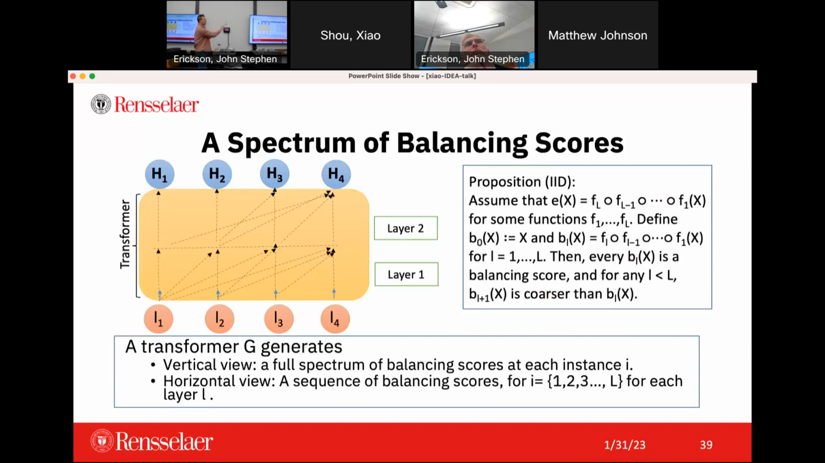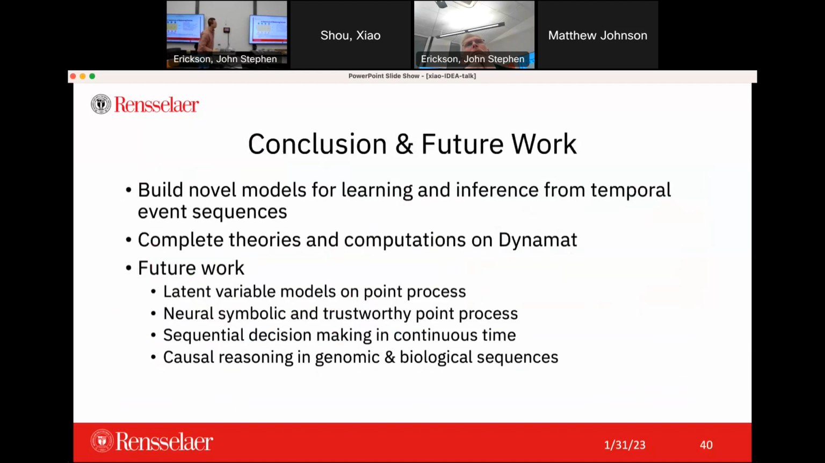One of the interesting aspects is that if we use a transformer type of architecture, we can arrive very nicely at a transformer G that will generate a full spectrum of balancing scores at each instance i, where i is the event instance, and also a sequence of balancing scores. I'm working on more of the theory and computation. So that's pretty much it.